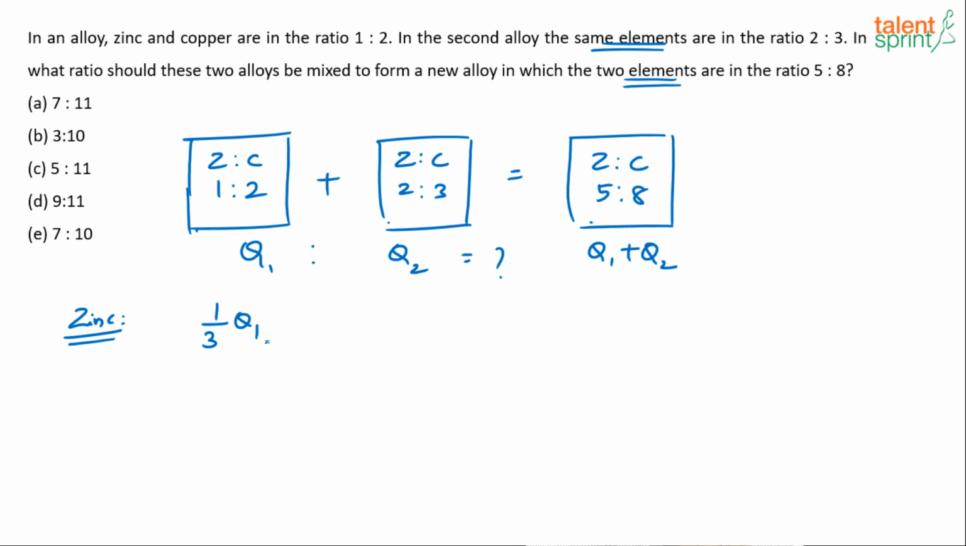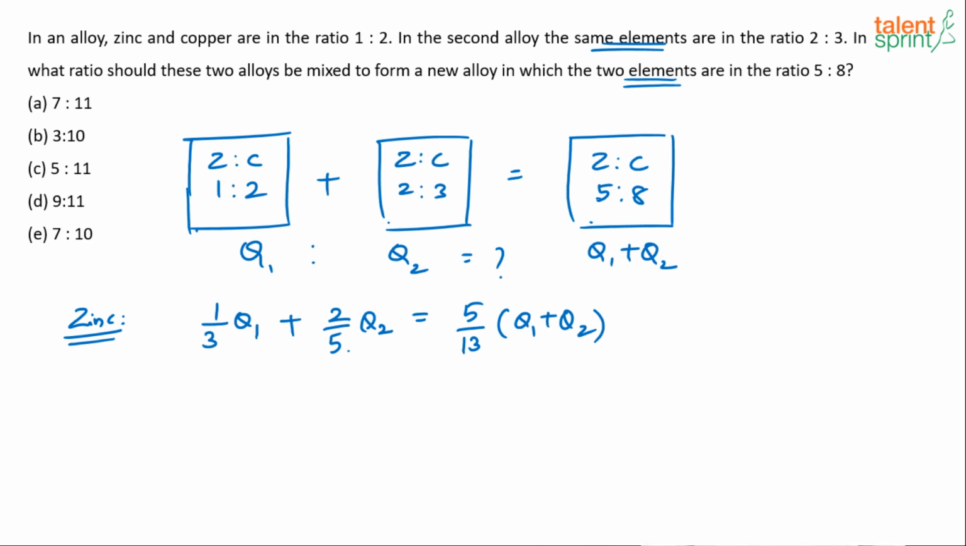So this much is zinc in the first mixture, plus this. We are adding more zinc. How much zinc here? 2/5: 2 parts out of 2 plus 3, 5 parts, from Q2. This gave us this ratio. Now how much is zinc here? 5 parts out of 13. There are 5 parts of zinc out of a total of 5 plus 8, 13, out of Q1 plus Q2. You getting it? 1 out of 3 is zinc, 2 out of 5 is zinc, and 5 out of 13 is zinc. So I'm just trying to balance that. Now you solve this equation, you will get Q1 is to Q2.